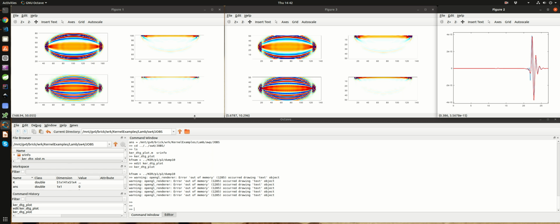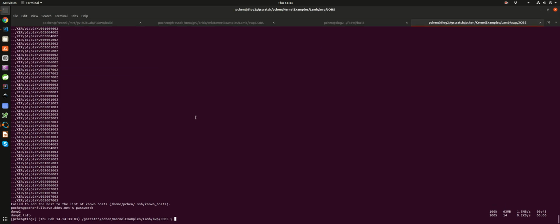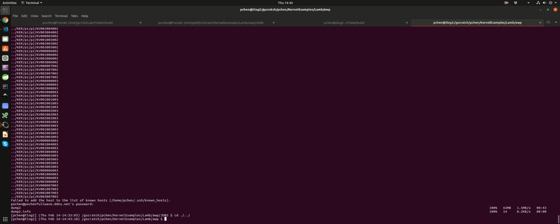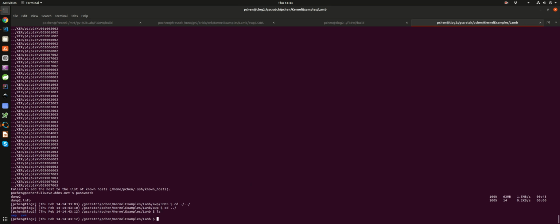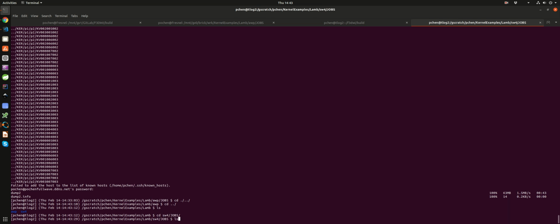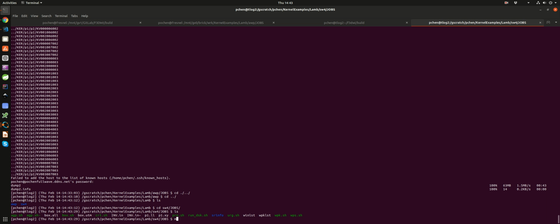So the problem setup is kind of similar to the Lamb problem explained in SW4's user manual. That's the directory where I'm doing the comparison on Tton, right? So I got two directories, AWP and SW4. Inside of the SW4 directory, I have a problem setup.